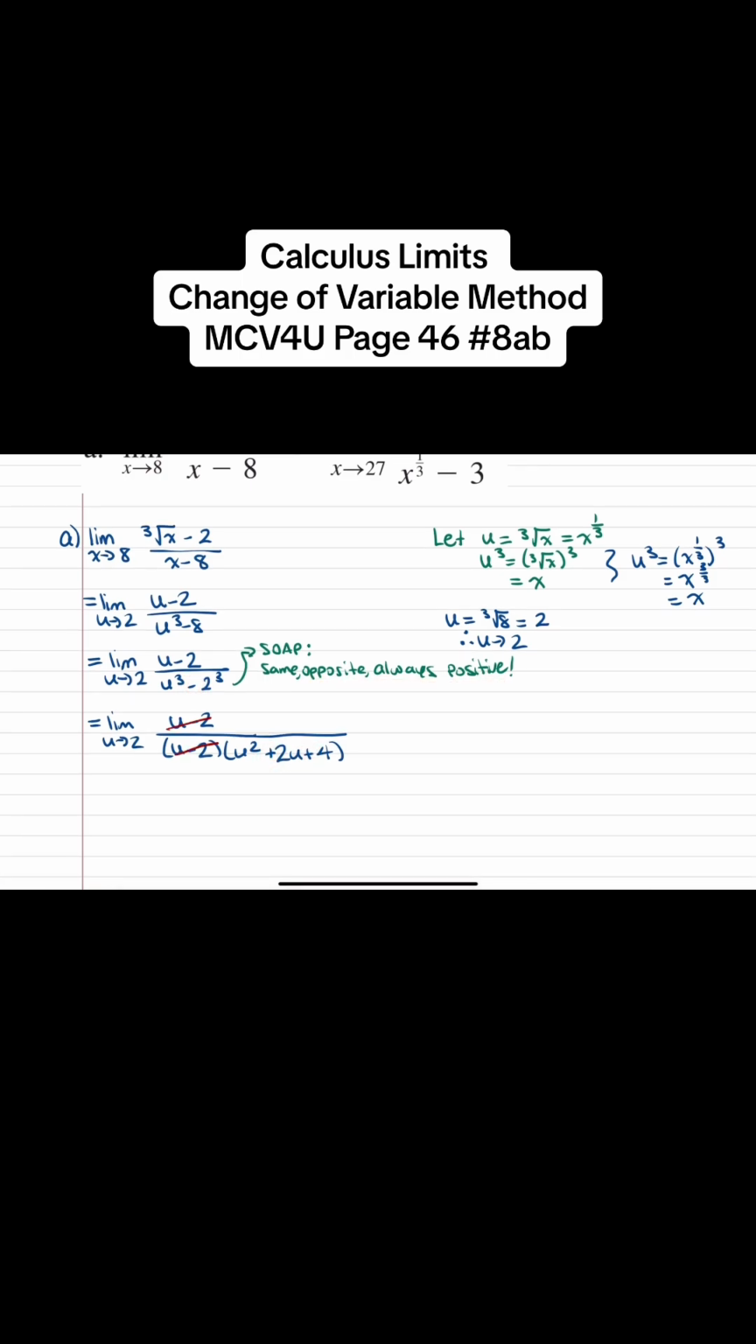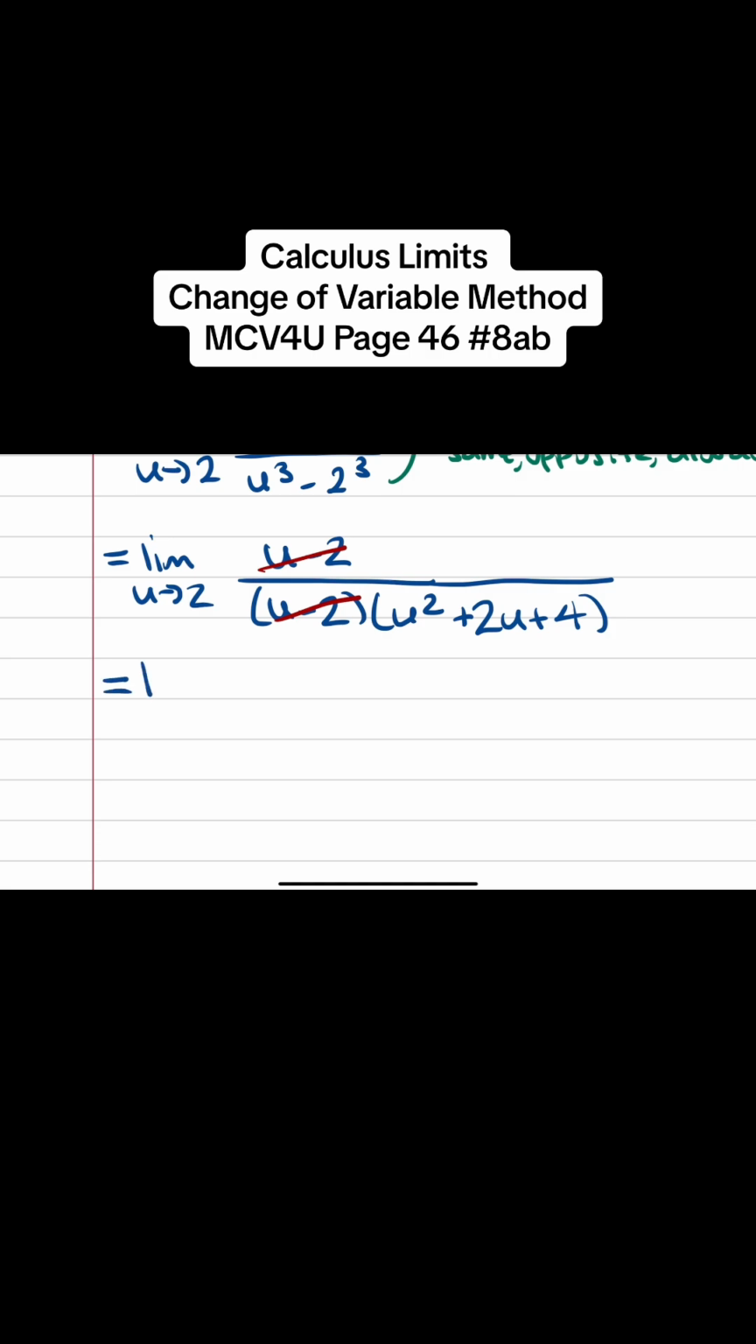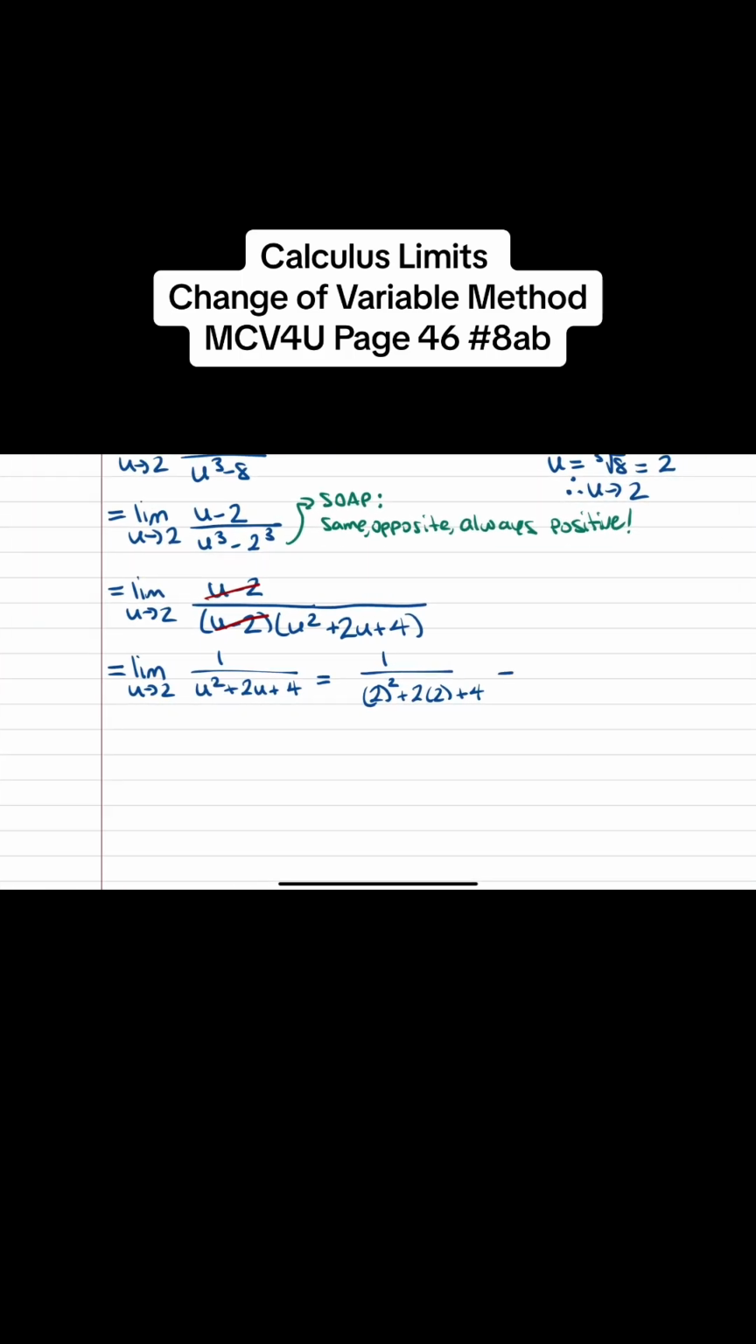I now see the u minus 2 simply just cancel out, leaving me with the limit as u approaches 2 of 1 over u squared plus 2u plus 4. I can now simply get rid of my limit notation and plug in u equals 2 everywhere I see a u. Plugging this all in, I get a final answer of 1 over 12.